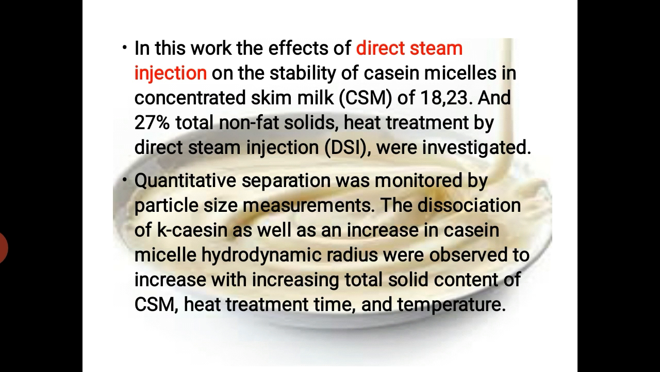In this work, the effect of direct steam injection on the stability of casein micelles in concentrated skim milk (CSM) of 18, 23 and 27% total non-fat solids heat treated by direct steam injection was investigated. Quantitative separation was monitored by particle size measurement. The dissociation of kappa-casein as well as an increase in casein micelle hydrodynamic radius were observed to increase with increasing total solid content of concentrated skim milk, heat treatment time, and temperature.